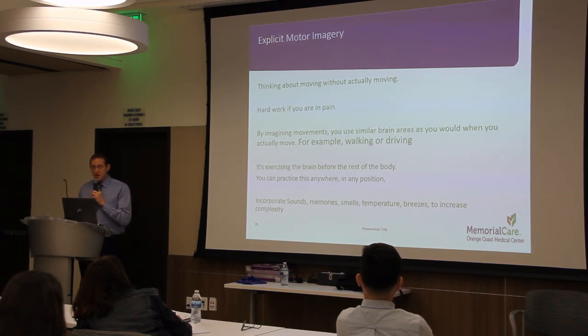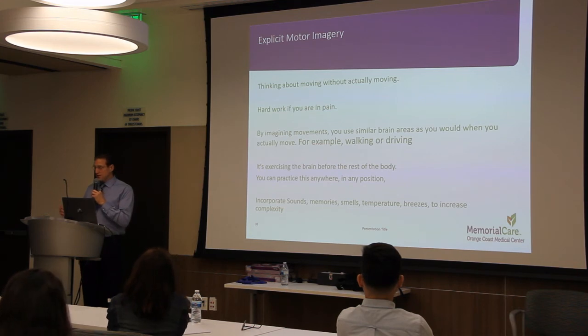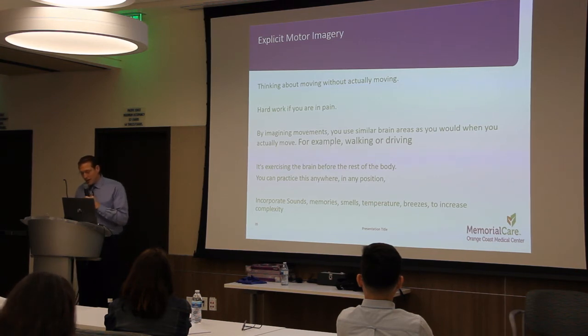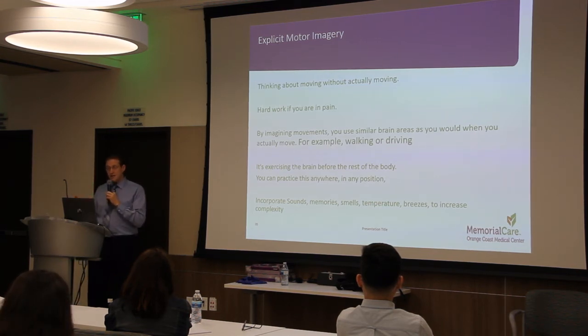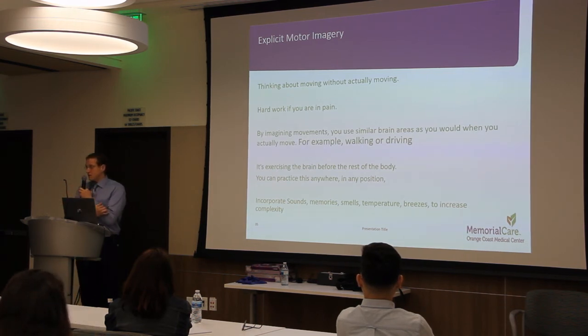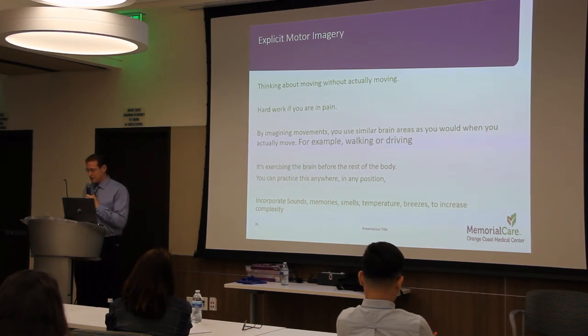There are many ways to go through this process. For example, imagine that you get into a car and drive to a destination. Think of the road you'll take, what signs you'll need to read, and the route to your destination. Think about rotating the head from side to side as you look at signs or look at a familiar building or prepare to turn. It can be progressed by increasing the complexity of the imagery or incorporating environmental cues like sounds, memories, smells, temperature, breezes, etc. You can play music, and you can practice this anywhere in any position.